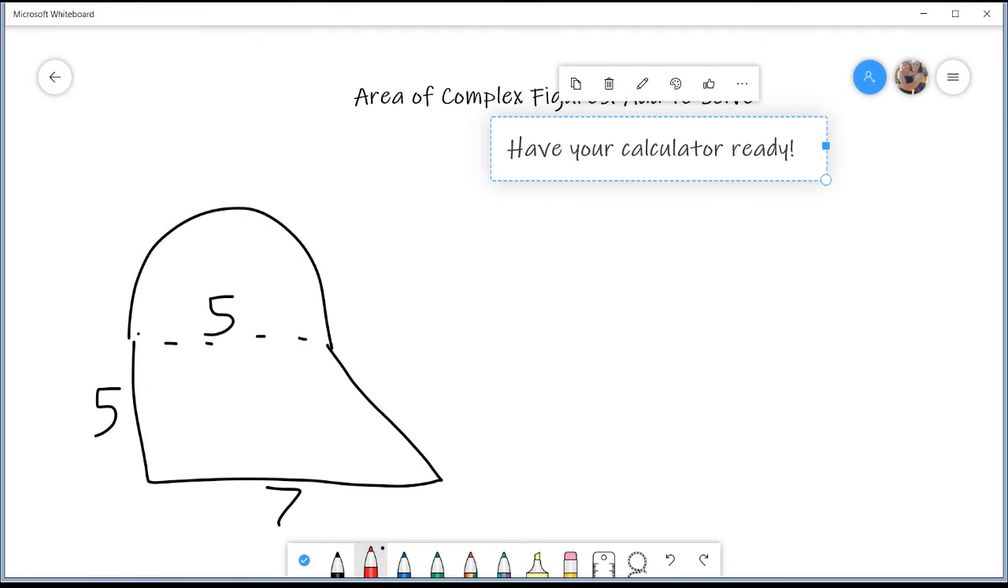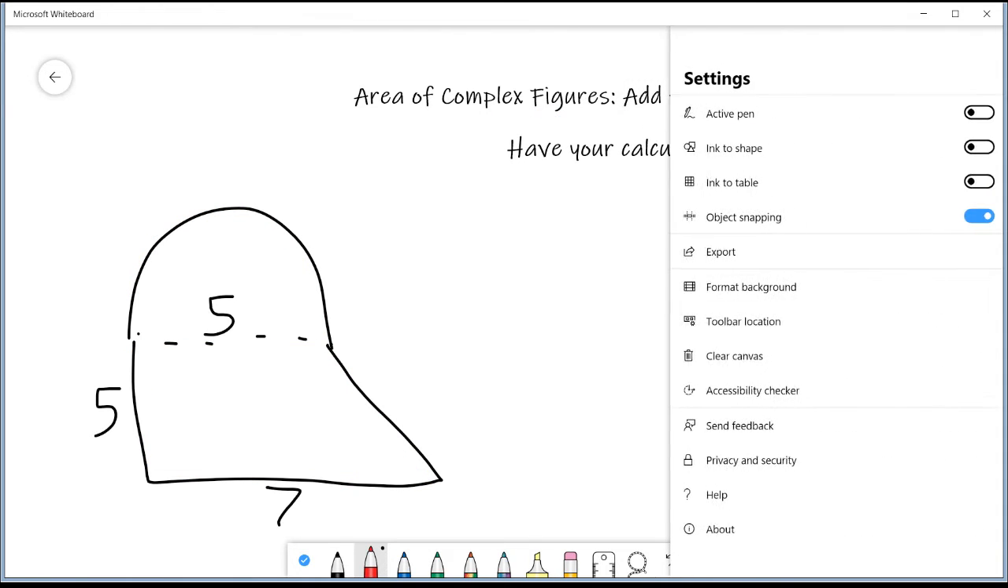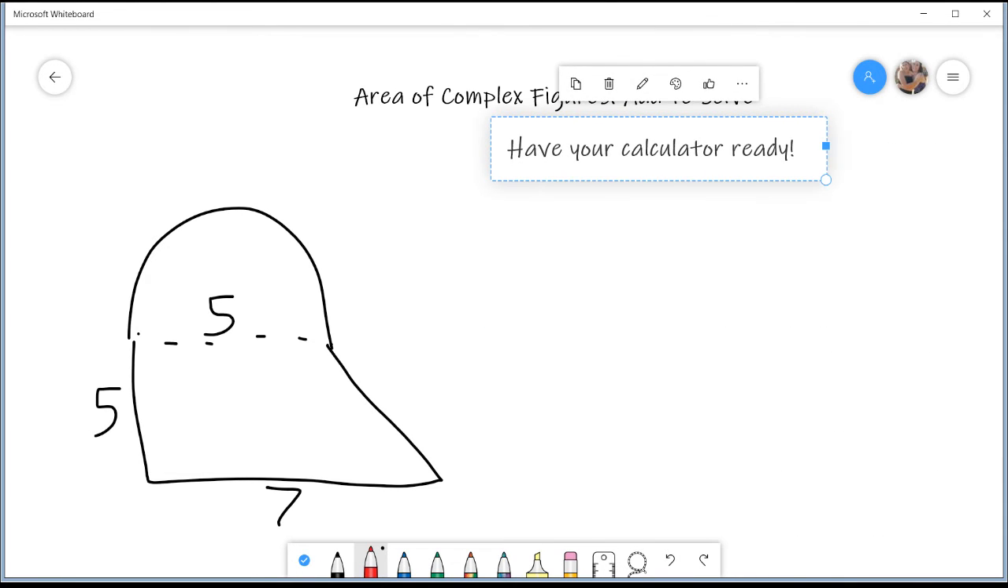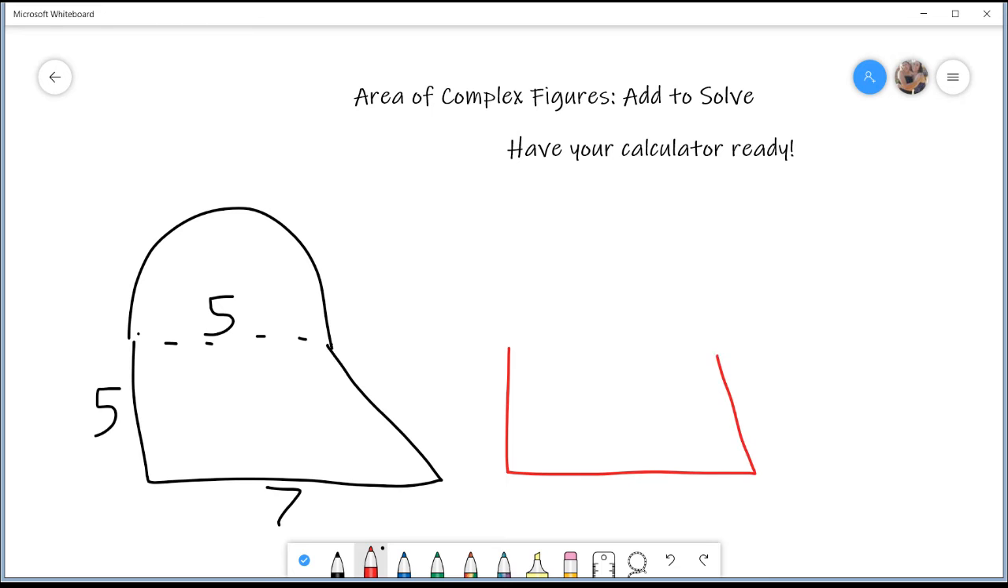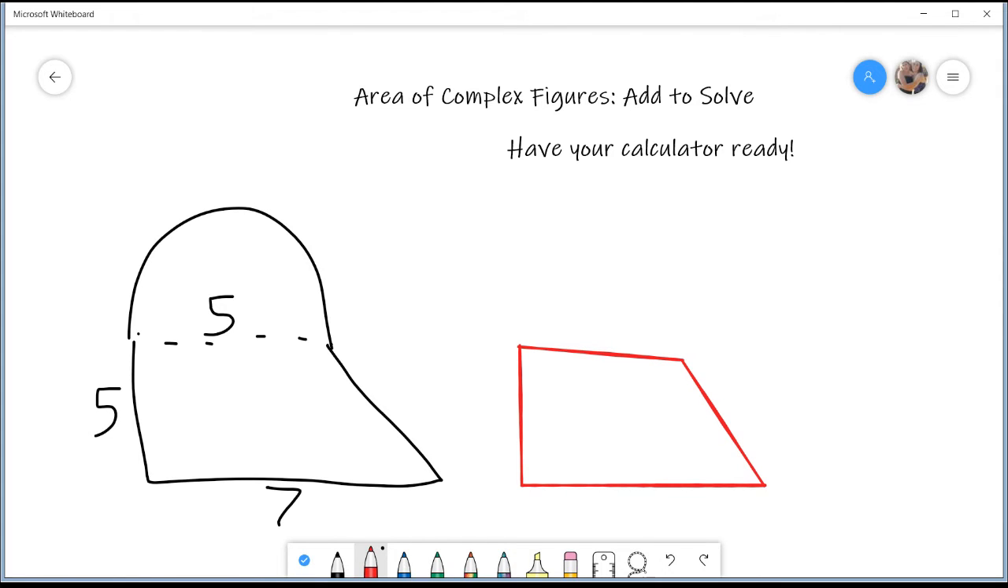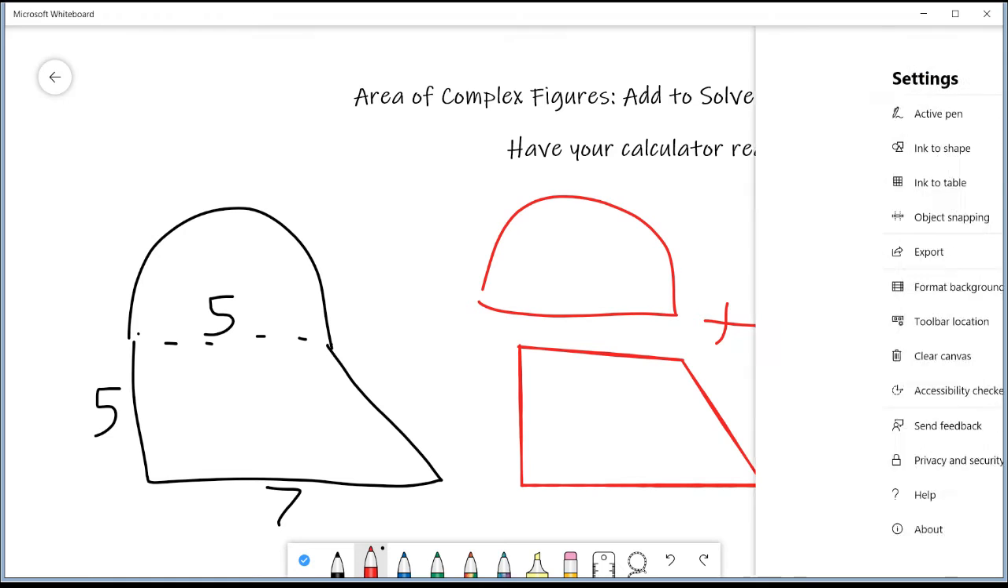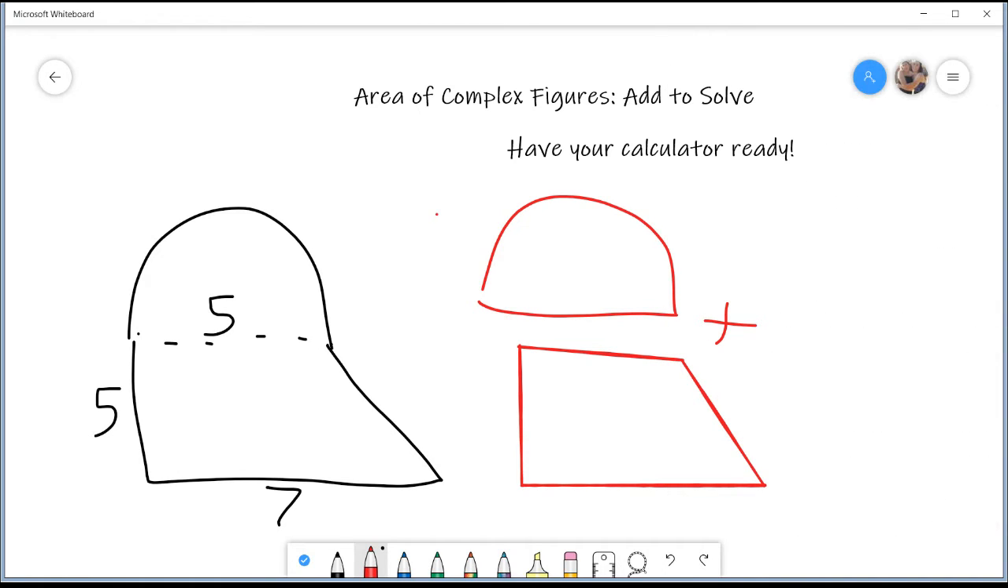If we take those out, we're going to have these two types of shapes. We're going to have a trapezoid that looks like this, except that looks like a rectangle. A trapezoid, and we're going to have a semicircle. And if we're looking at these two shapes, what we're going to want to do is add them together to solve and get our solution for the total area.